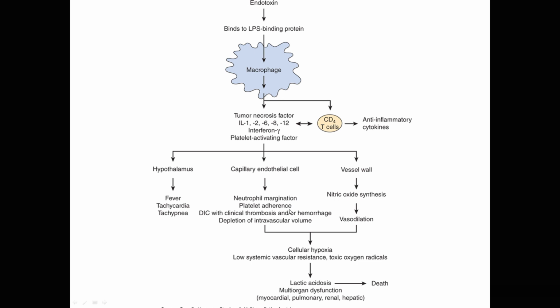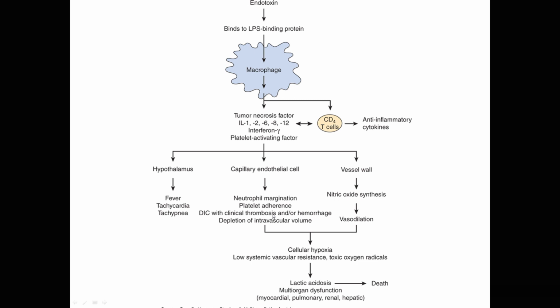Which is the consequence of the platelet adherence? Platelet aggregation and activation and release of coagulation factors. Activation of the coagulation system. Which is the consequence? Local thrombosis, and after consumption of the coagulation factors, even hemorrhages. This is known as DIC, disseminated intravascular coagulation syndrome.